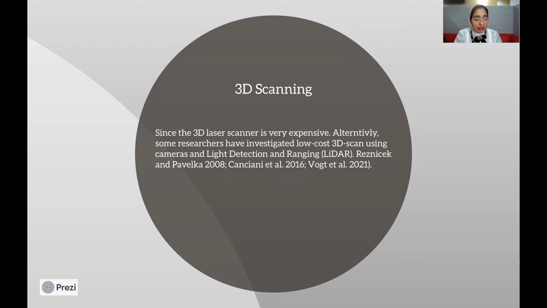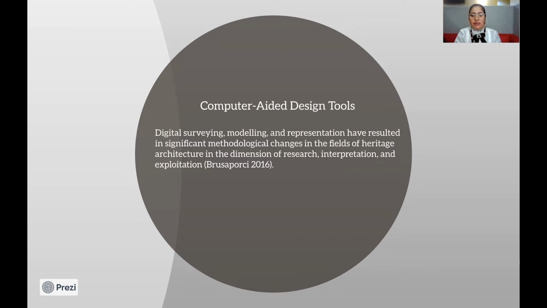Looking at the methodology, there is a lot of research talking about laser scanning, and since laser scanning is very expensive and I cannot afford it, alternatively, some researchers have investigated low-cost 3D scanning using a camera equipped with LiDAR technology. Nowadays, many smartphones have this feature. CAD tool, some researchers mentioned that digital surveying, modeling, and representation have resulted in significant methodological change in the field of heritage architecture, especially in the dimensions of research, interpretation, and exploration.